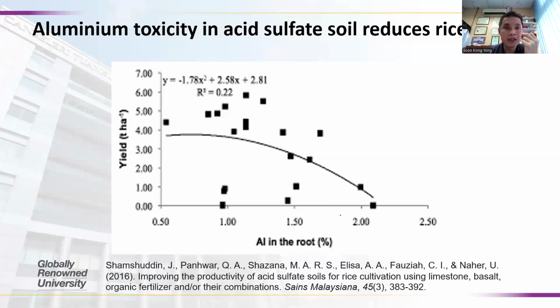And most of the time, it also interrupts its ability to absorb phosphorus. For your information, when there's too much aluminium in the plants, it disrupts their ability to absorb phosphorus, which is one of the macronutrients.